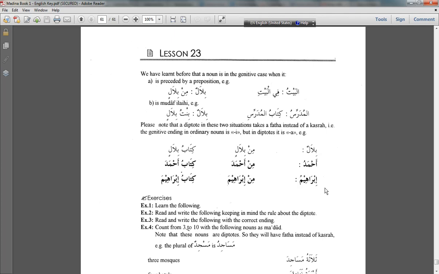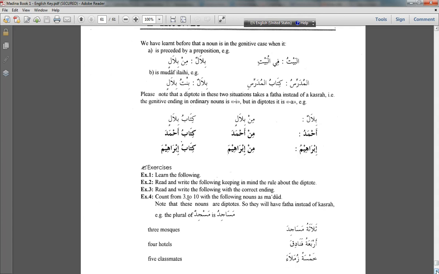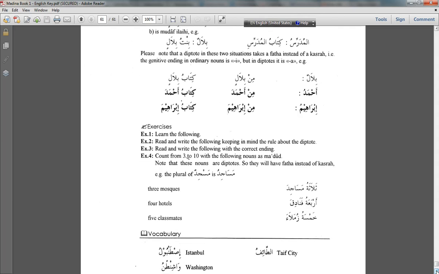Ibrahimu is also ghayr munsarif because it's a non-Arabic name. Min Ibrahima. Min is harful jar, and in a normal noun it would give it kasra, but this will take a fatha. Kitabu Ibrahima. It's mudaf ilayh. A normal noun would take kasra, but this will take a fatha. So this is what this exercise, this lesson is about.